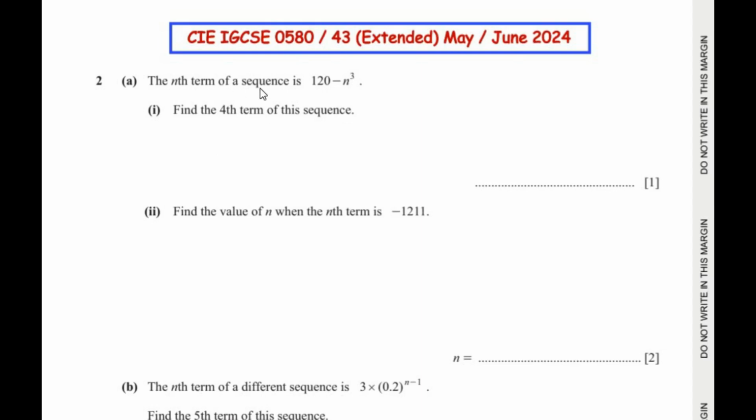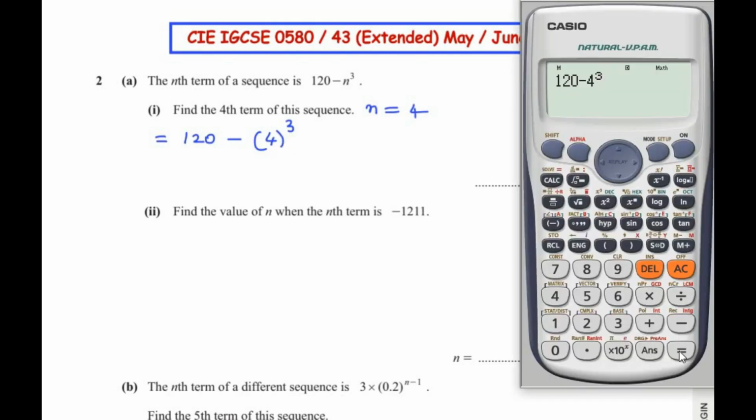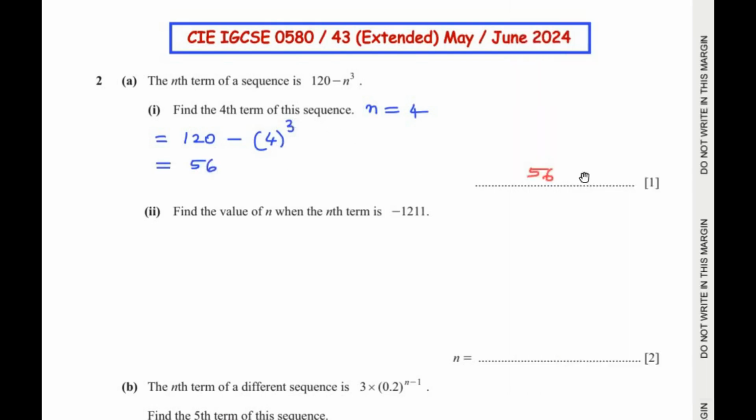Now here the nth term, or the rule of the sequence, is already given, that is 120 minus n to the power of 3. We have to find the fourth term of this sequence, which means we just put n is equal to 4 in the above rule. So n is equal to 4, so we write 120 minus 4 to the power of 3. Let us see what value this gives us. This will give us a value of 56. So the fourth term of the sequence is 56.